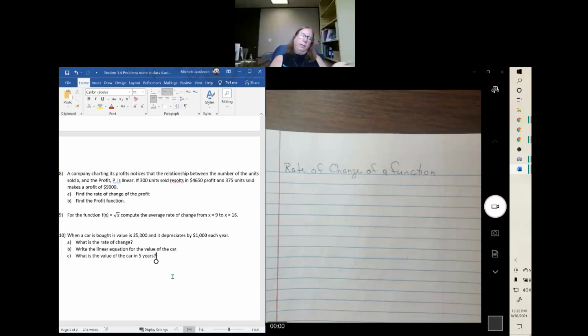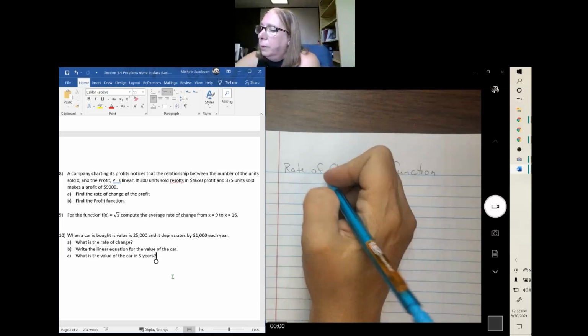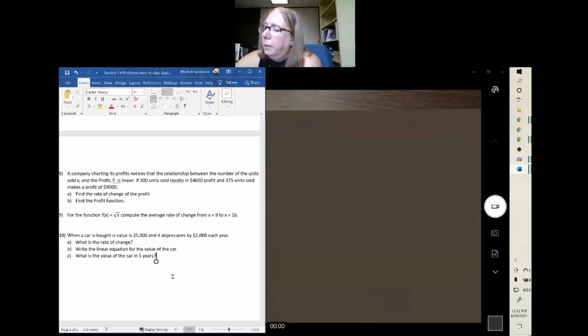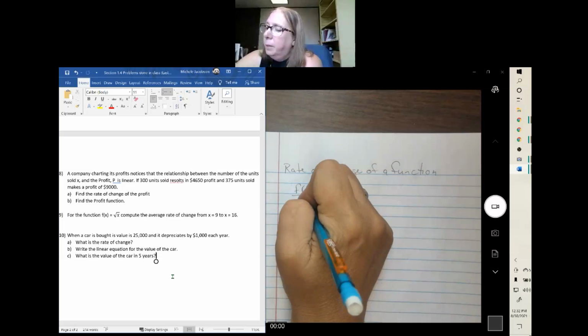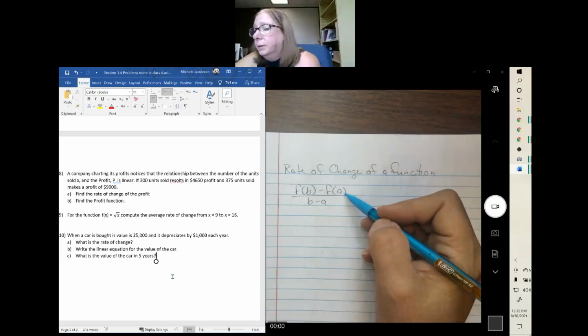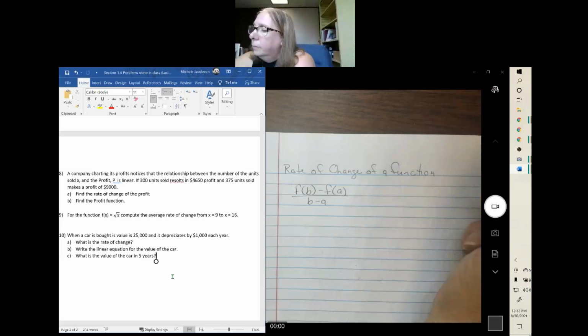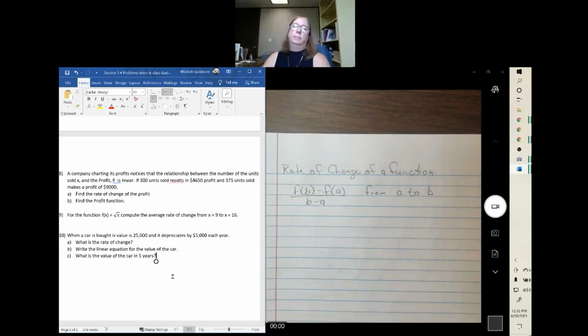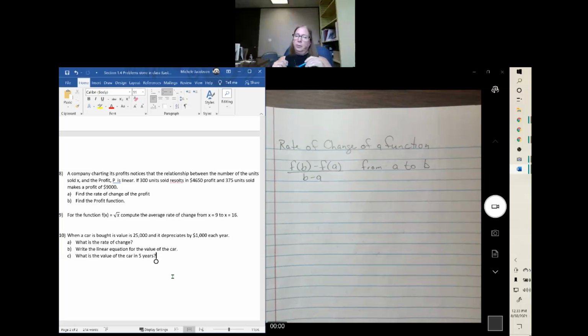Now you can use the slope formula, y1 minus y2 over x1 minus x2, when you're finding the rate of change of a function, but sometimes, and it's kind of getting you ready for derivatives, you'll have f of b minus f of a over b minus a. Remember, f of b is y, and so is f of a. So it's the rate of change of the function as you're going from a to b.